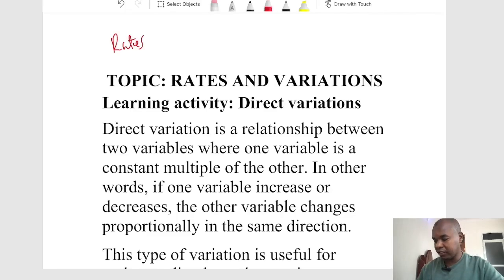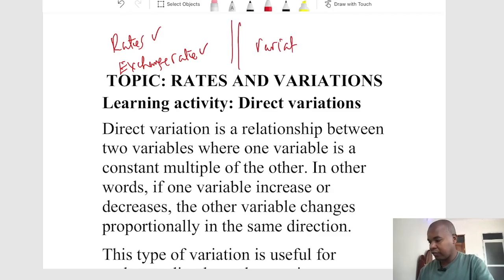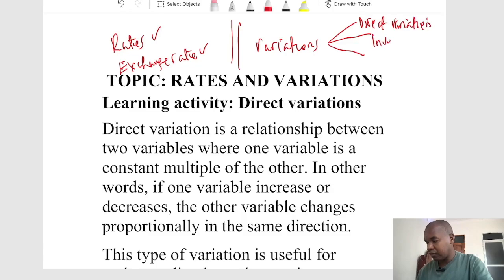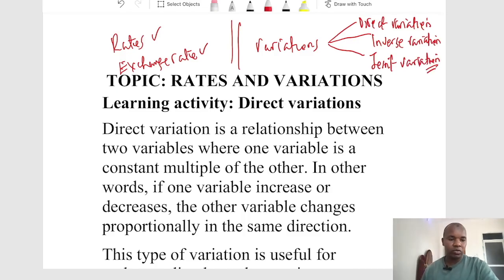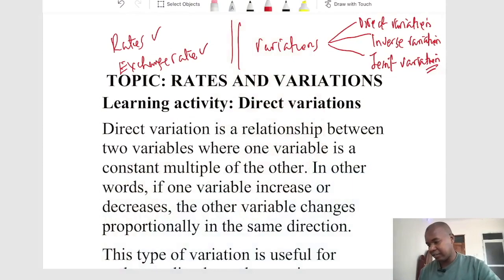Kwa part ya rates tusha cover already, lakini pia tuzizungumzia exchange rate. Hivi vyote tayari. Ambacho kimebaki sasa kama muendelezo ni variation. Na variation tunaigawanya kwenye sehemu kuu tatu. Sehemu ya kwanza ikiwa ni direct variation, sehemu ya pili ikiwa ni inverse variation, na sehemu ya mwisho ambayo tutaiona ni joint variation. Kwa hiyo kwa leo tutaanza sehemu ya kwanza ambayo ni direct variation.